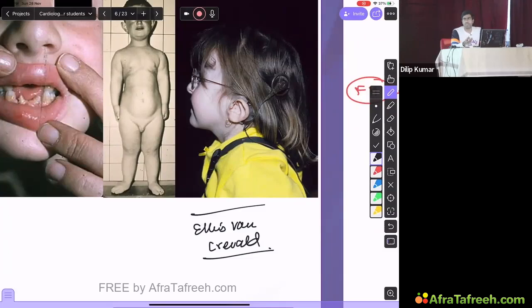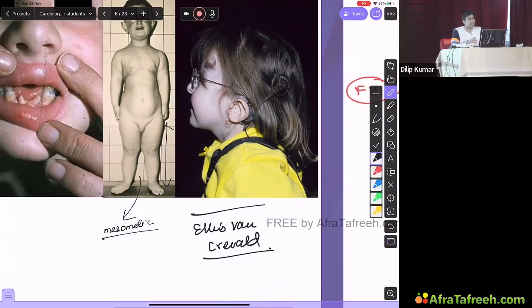Disproportional dwarfism means either your lower limbs can be abnormally short or your upper limbs can be abnormally short. If your lower limbs are abnormally short, it is called what? Mesomelia or mesomelic pattern. If your upper limbs are abnormally short, it is called what? Rhizomelia. Proportionate dwarfism is different. Disproportionate dwarfism is further divided into mesomelic pattern and rhizomelic pattern. The characteristic example of mesomelic dwarfism is Ellis-Van Creveld syndrome.